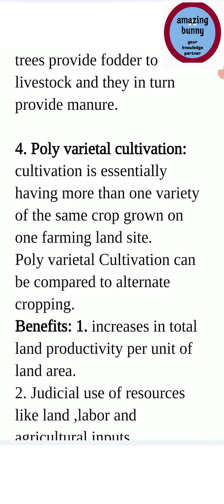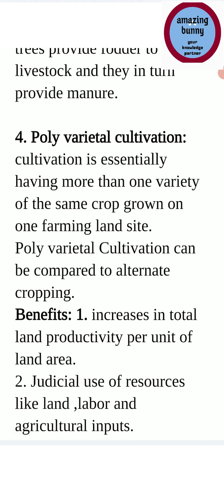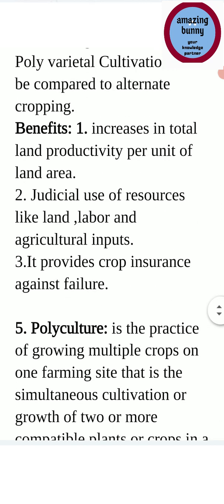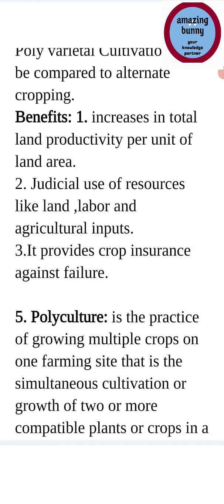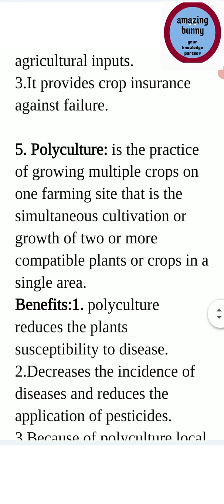Next technique is polyvarietal cultivation, which essentially has more than one variety of the same crop grown on a farming site. Polyvarietal cultivation can be compared to alternate cropping, and the benefits are increases in total land productivity per unit of land area, judicious use of resources like land, labor and agricultural inputs. It provides crop insurance against failure.